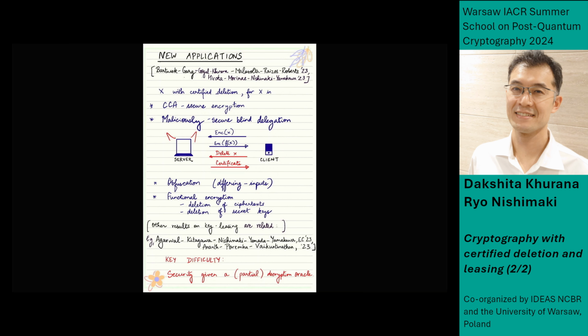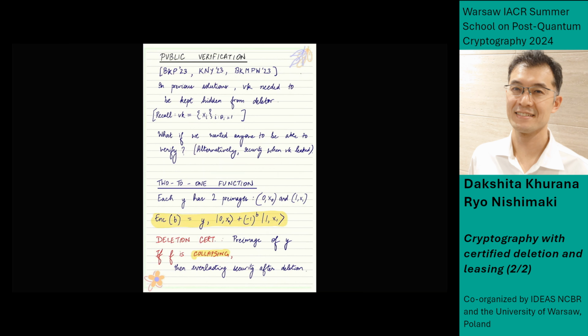I want to talk about the public verification version of this notion. I said that VK should be hidden from the adversary in that scheme, because if x and theta are revealed, the security is completely broken, right? So the question is whether we can publicly verify if the certificate is valid or not. It is a very interesting question. So yeah, we can do this. Three follow-up works achieve public verification.